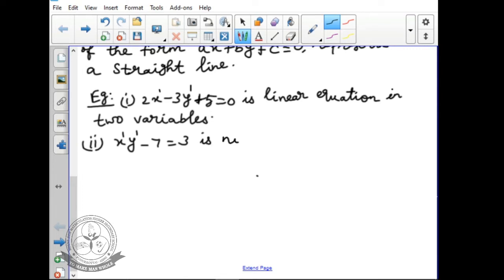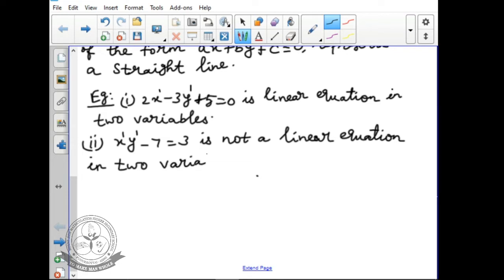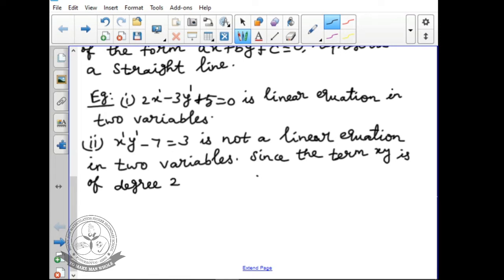It is not a linear equation in two variables, since the term xy is of degree 2.